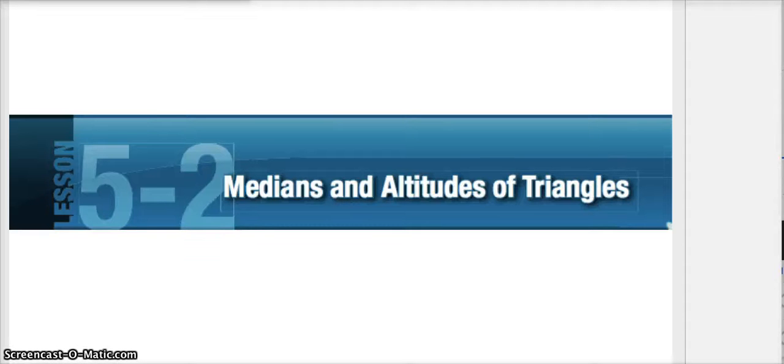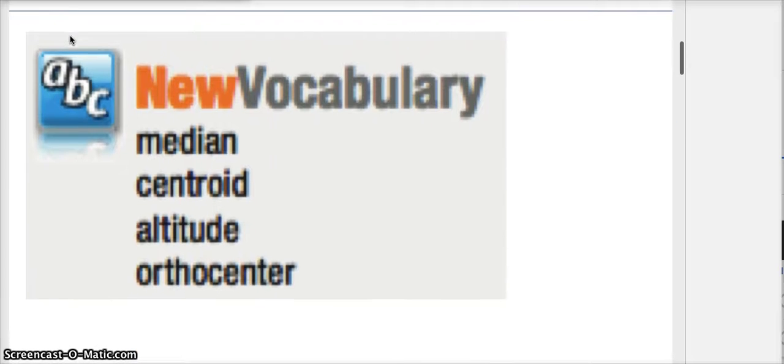Hey, geometry friends, here we are working in chapter 5, and we're looking at section 5.2. We're going to talk about medians and altitudes of triangles. So, our vocabulary includes those words, median and altitude. Let's see if I can get my screen to work.